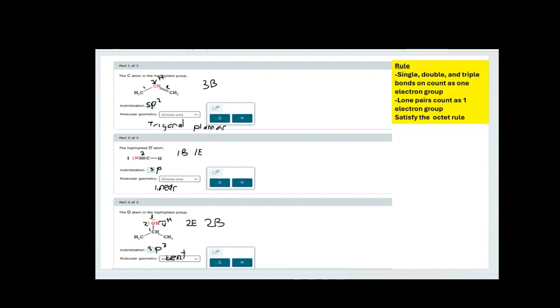So again, not too hard. It's just going to take some practice understanding the sheet to help you understand your shapes as you go throughout this section of hybridization and shapes and whatnot.